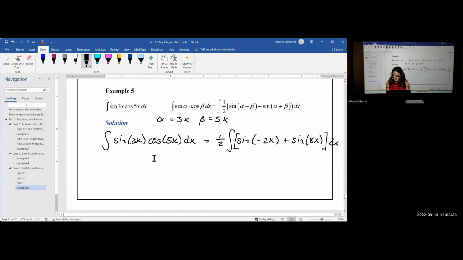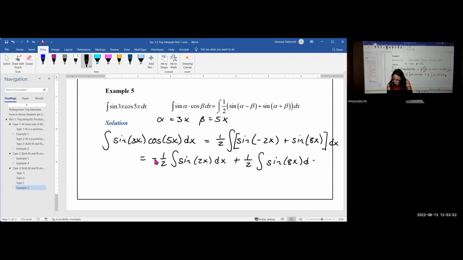So then we're going to rewrite this as negative 1/2 the integral of sine of 2x dx. And then I'm going to distribute the 1/2, and I get plus 1/2 the integral of sine of 8x dx. Now this is a pretty straightforward integral. At this point, there's not a whole lot to do except use substitution on each one. So we'll use substitution and integrate and come up to an answer. So go ahead and pause the video, work it out on your own, and then turn it back on and compare your answer to mine.